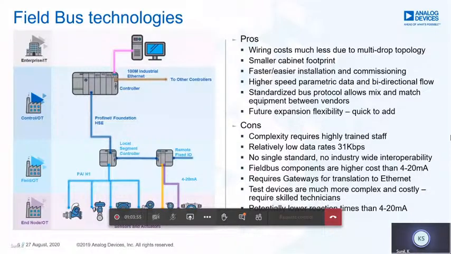I think the data speeds went up, but then there was a challenge about multiple standards out there, and there was no interoperability. And then there was a cost angle and the need for trained people to be available. So this came in to solve certain problems, but it also brought in certain other problems to be resolved.